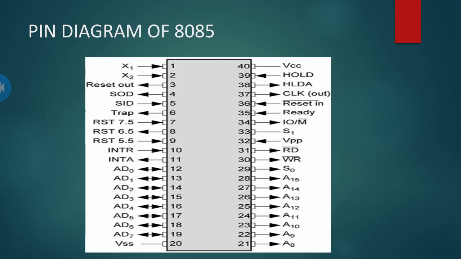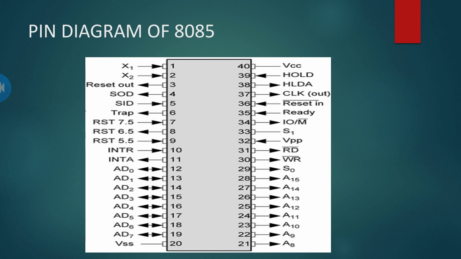So I hope it is clear to you what the main task of every pin is and what the difference between the pins is. So that was all about VSS and VCC. So students, that was all for today. Tomorrow I will discuss the remaining pins, HOLD and HLDA, pin number 38 and 39.